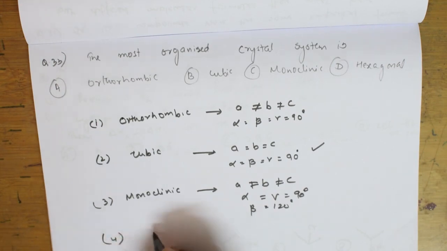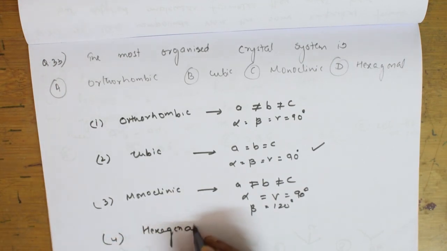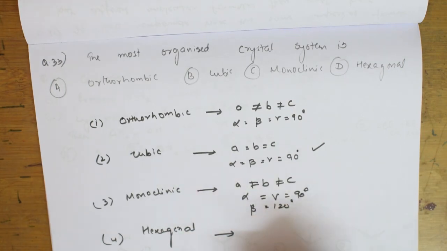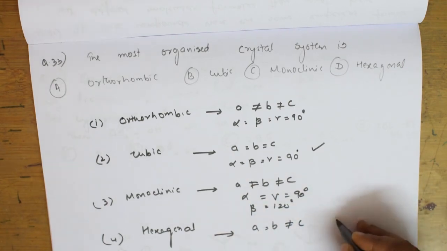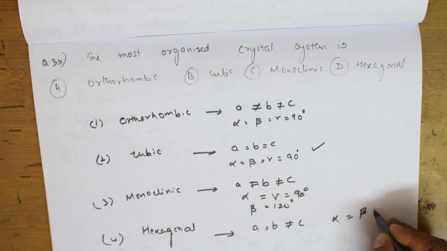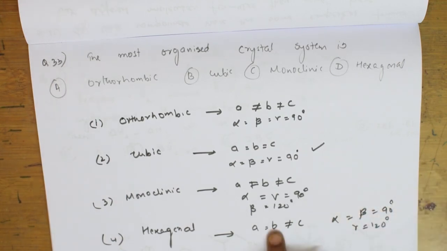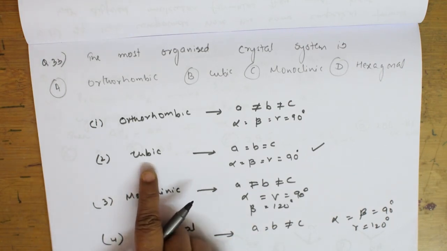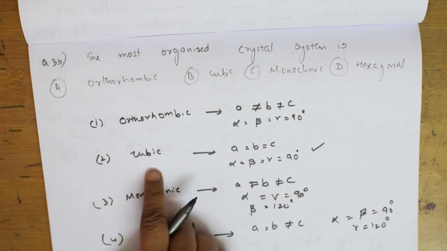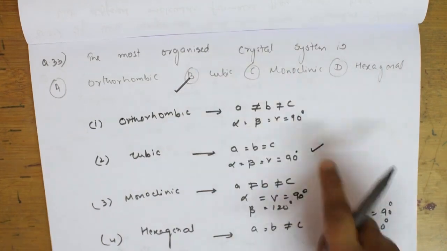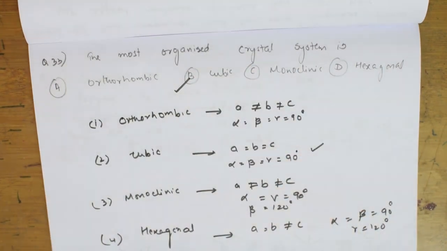When I take the next one, the last one, hexagonal structure. So in hexagonal structure, a is equal to b, but b is not equal to c. Alpha is equal to beta, which is 90 degrees, but gamma is 120 degrees. So this is also not organized. They are not equal. So the most organized crystal system is cubic according to the parameters. Both are equal, isn't it?